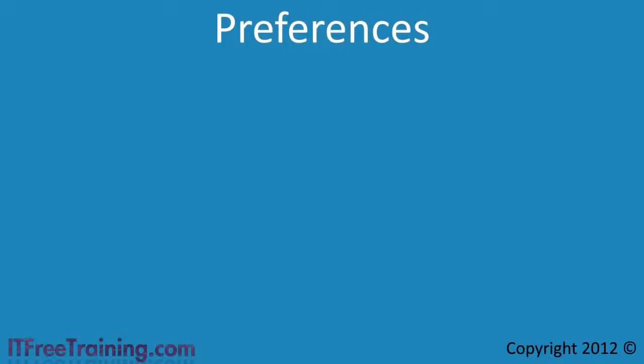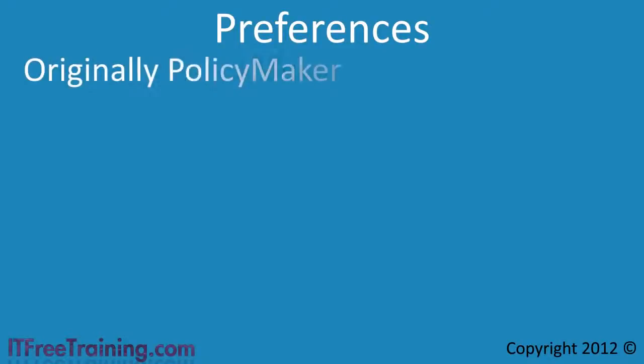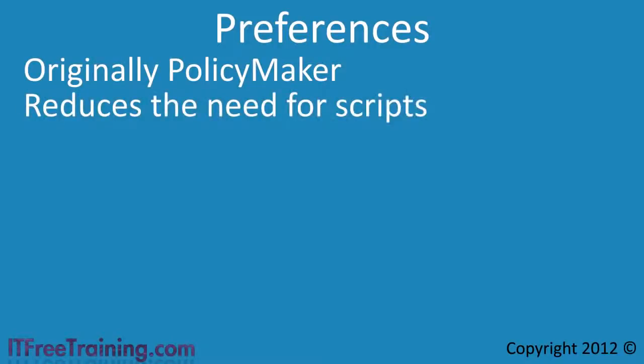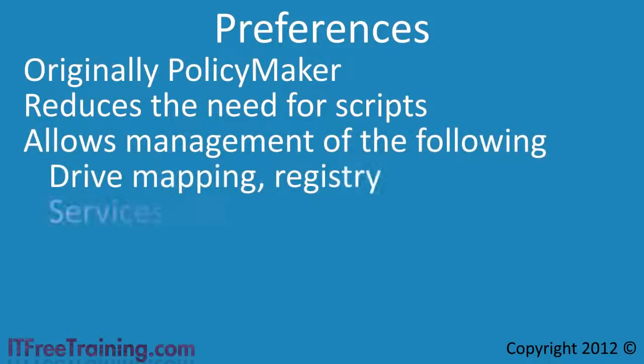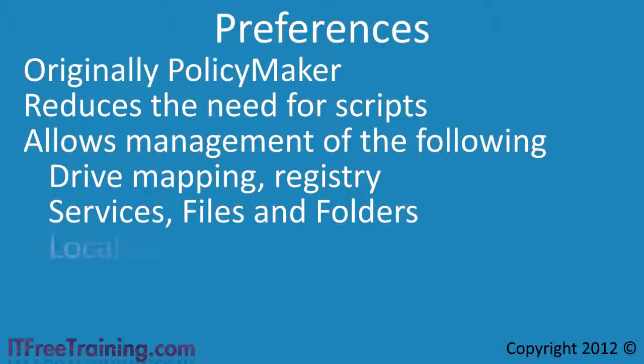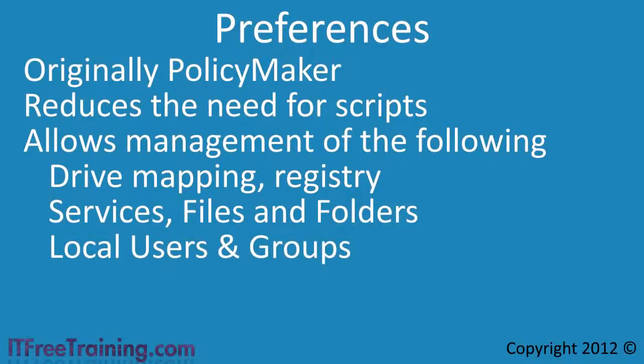The next new feature of group policy introduced in Windows Server 2008 is preferences. This was originally a third-party product called PolicyMaker. PolicyMaker was purchased by Microsoft and added to Windows Server 2008. Preferences help reduce the need for login scripts. It does this by allowing you to configure drive mapping, registry settings, services, files and folders, and local users and groups. With preferences, you can also target who you want the preference to be applied to. For example, you could target particular types of computers or users for particular preferences.